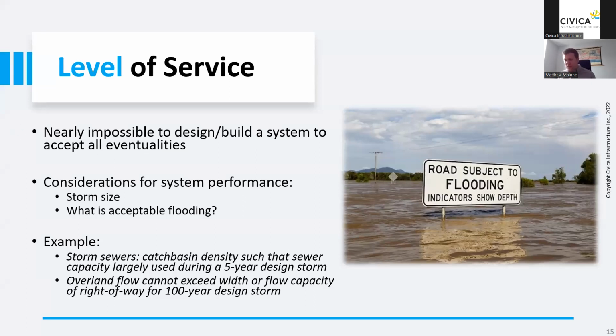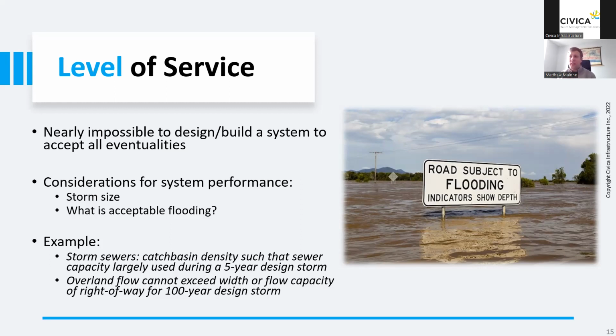So when we talk about level of service, it's impossible or nearly impossible to design and build a system to accept everything. If we have a 1,000-year storm or a 200-year storm, there's going to be flooding. So when we talk about providing that value to the resident, it really needs to be around, up to what level are we expected to provide that service, and what does it take? Where are our gaps, and what does it take to close the gaps based on a common level of service that we've agreed to?